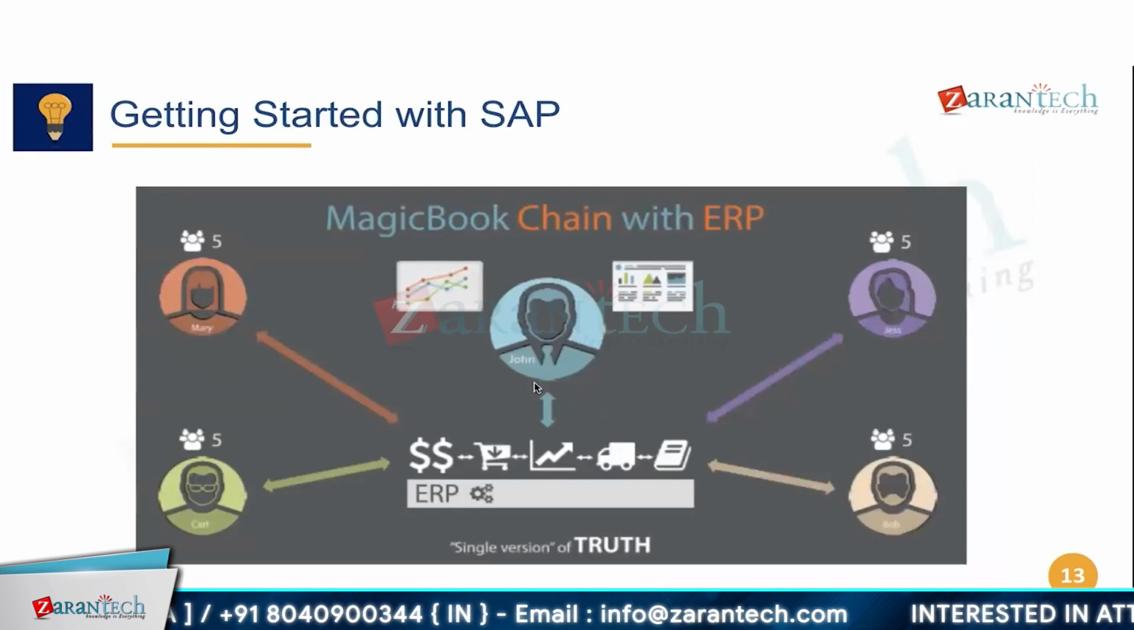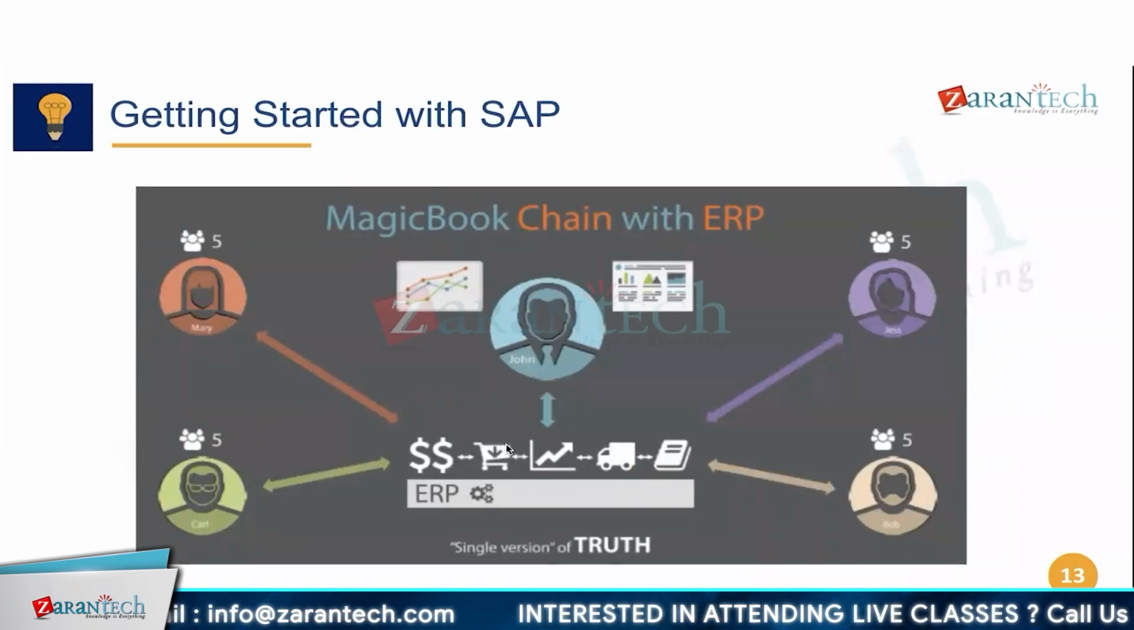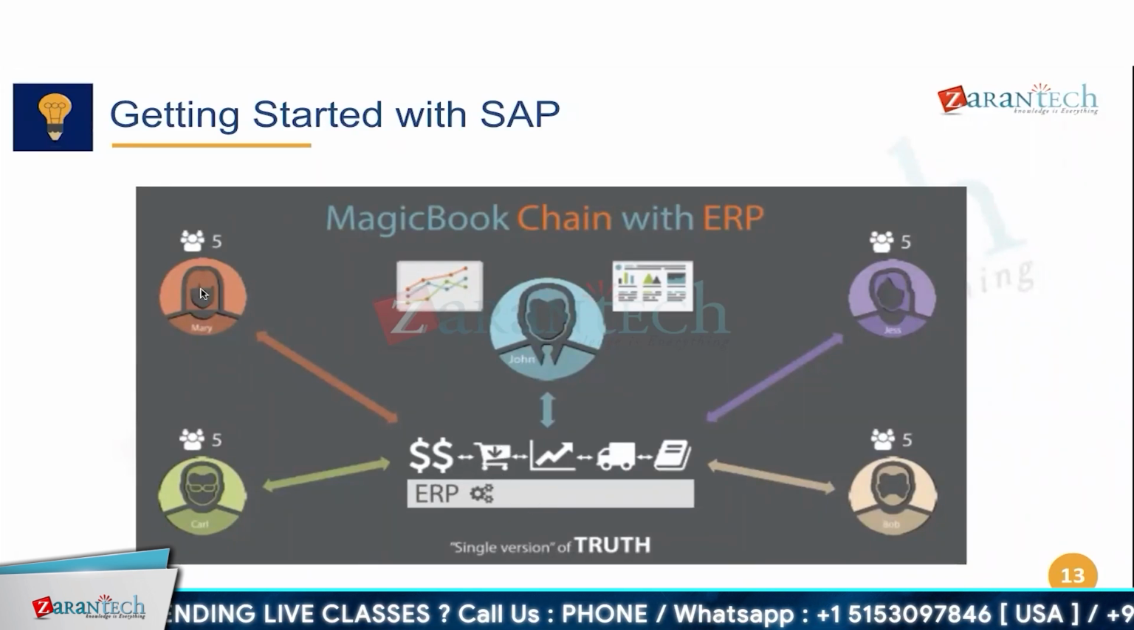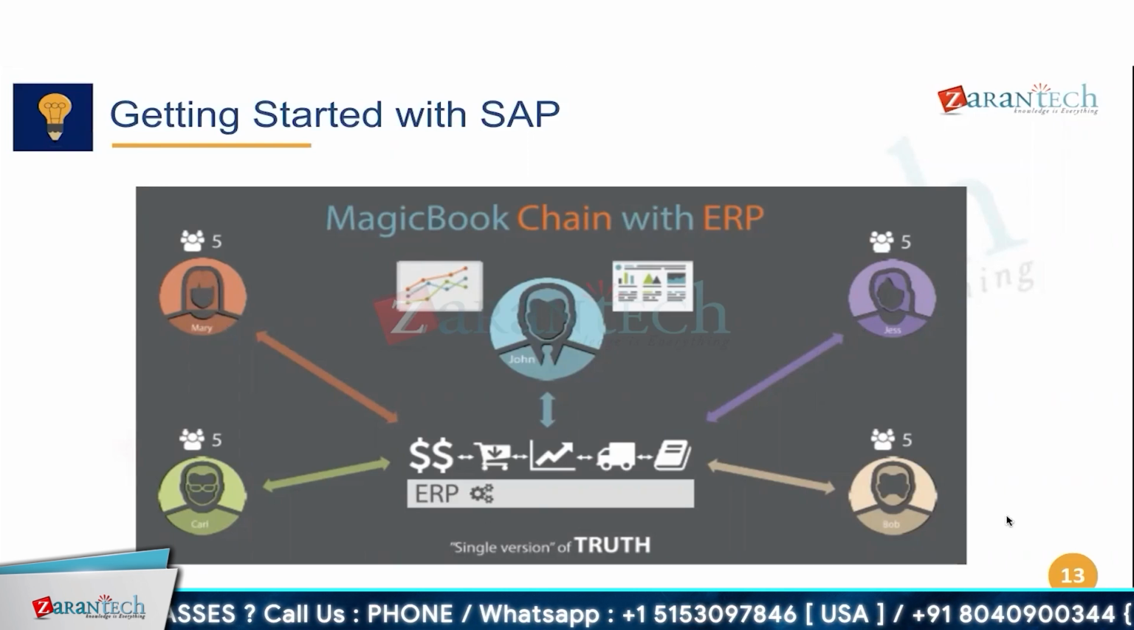So now he has done an ERP. So you see here at the beginning, he introduced the ERP system. What will ERP do? He implemented the ERP system and he has given access to Mary, Carl, Bob, Jess, everyone is using the same.